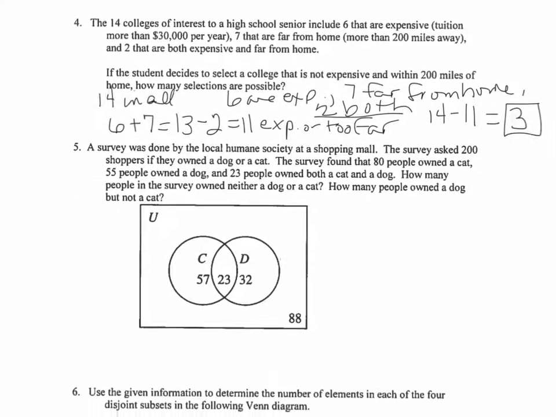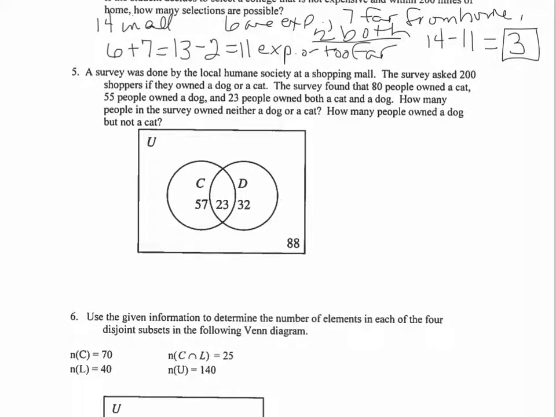All right, number 5. A survey was done by the local humane society at a shopping mall. The survey asked 200 shoppers if they owned a dog or a cat. The survey found that 80 people owned a cat, 55 people owned a dog, 23 people owned both a dog and a cat. How many people in the survey owned neither a dog or a cat? And then how many people owned a dog but not a cat?